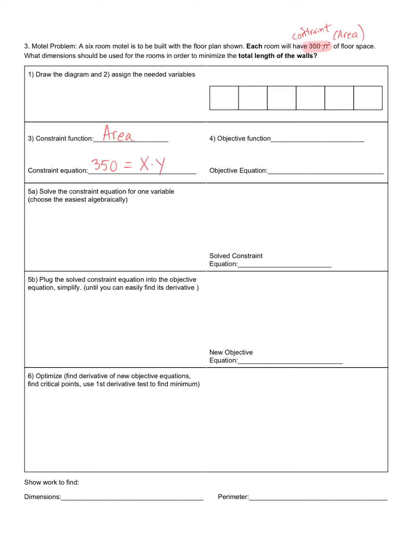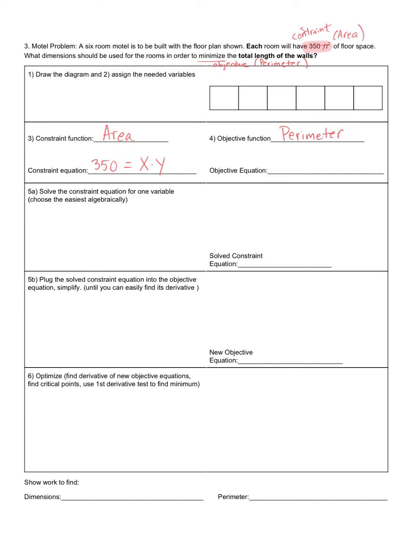So that's our constraint. Now, what are we trying to maximize or minimize? All right, we want to minimize right there. So we want to minimize the total length of the walls all the way around the walls. That is perimeter. All right, so that is our objective right there. That is our objective, and it is perimeter. All right, so length around the wall. So I probably could have just put it right here. Perimeter.